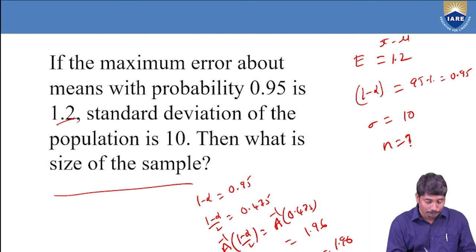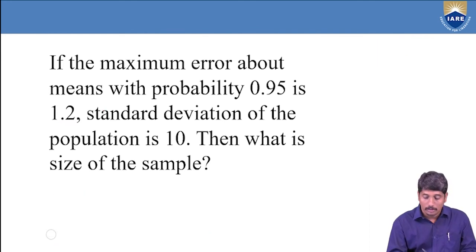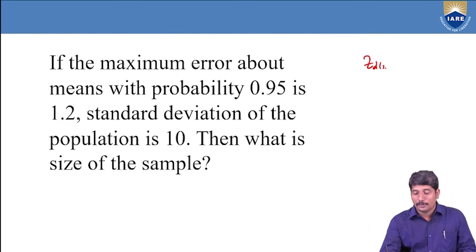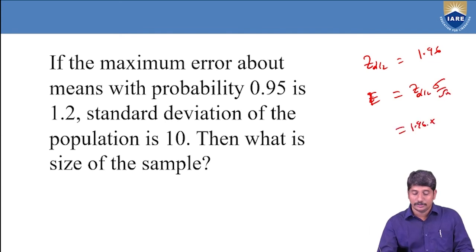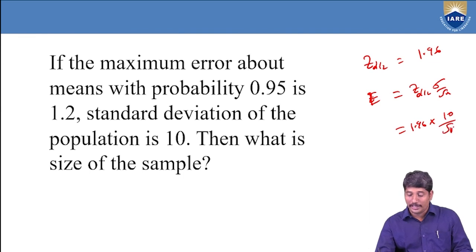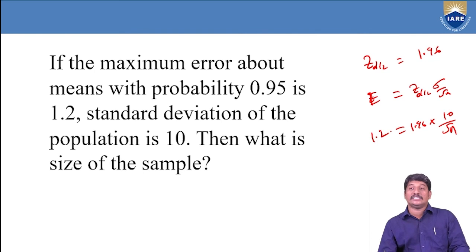Okay, now when we have Z alpha by 2 equal to 1.96 and sigma, let us consider the E formula, that is maximum error, Z alpha by 2 sigma by root n, that is equal to 1.96 into sigma, which is 10. We don't know n, but we know E. We are expecting that E will be less than 1.2, so we take E as 1.2.